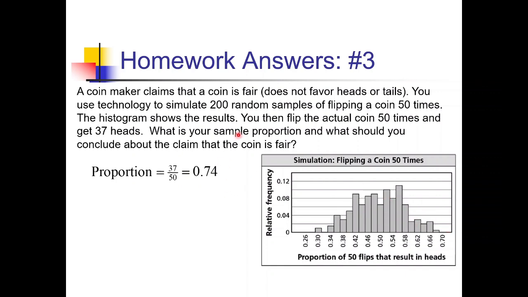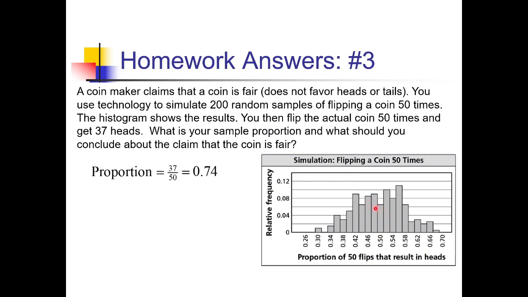So in order to see if the claim is true or not, we have to compare our proportion to all of these proportions here and see how likely our proportion is based off of what we should have gotten if a coin were actually fair. If a coin were actually fair, then we should have gotten basically a 50-50. So looking here, here's a 50-50. This would be 0.50.